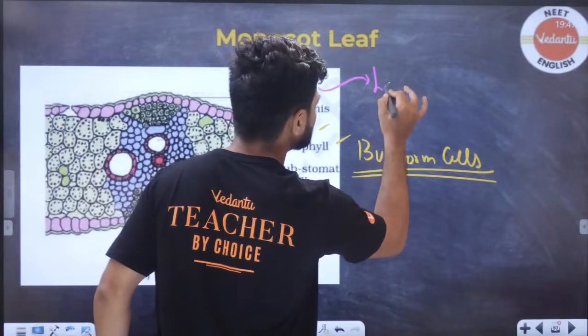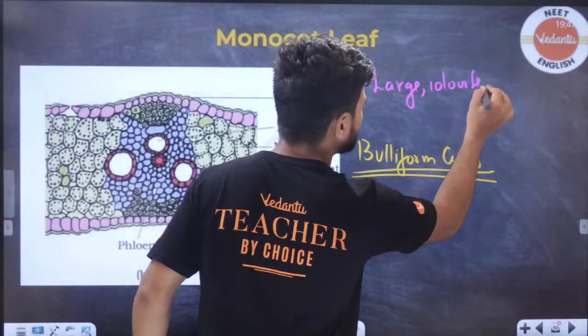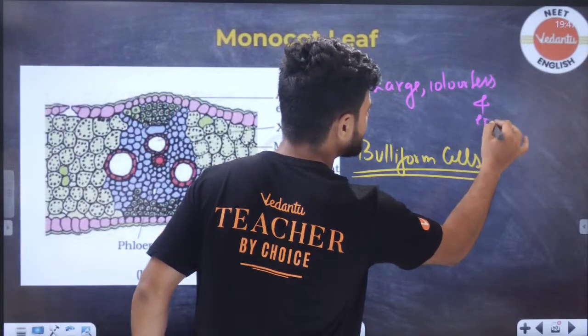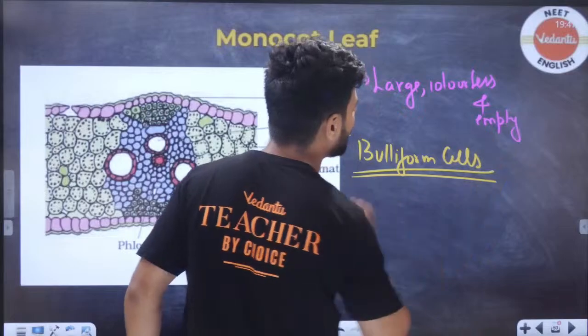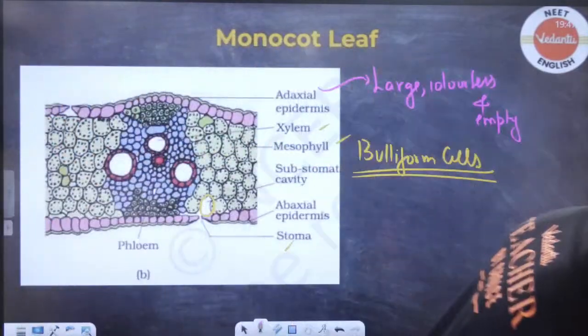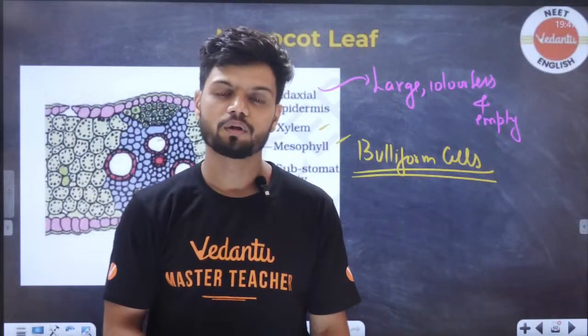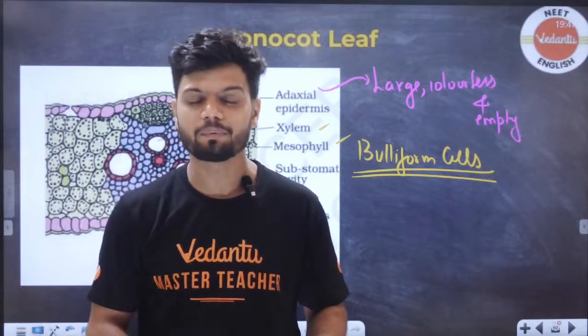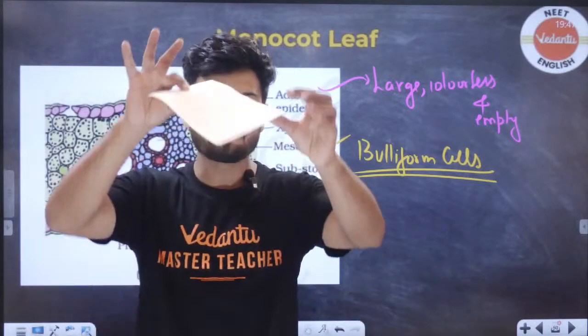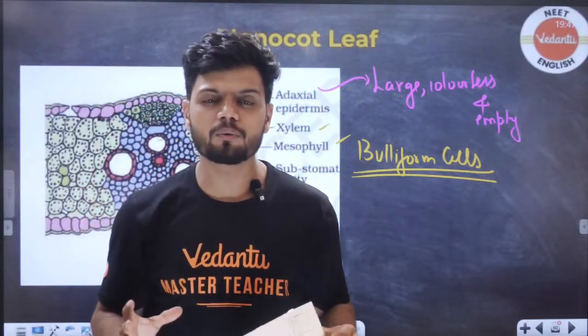They become large, colorless and empty. Very sad, no? If they become large, colorless and empty, they can store water. So when water is present, the entire leaf looks something like this. Can you see? The entire leaf looks like this, and the bulliform cells have water.